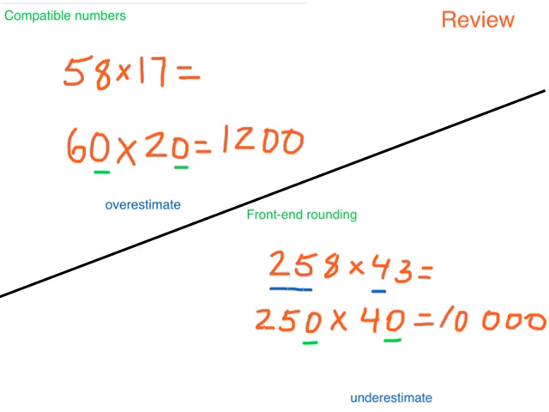We multiply those, and our answer in front-end rounding is always, always, always going to be an underestimate, because the numbers that we use to round with or to estimate with are always going to be smaller in front-end rounding than the original numbers. So have fun estimating products to solve problems. Watch the video again and ask your teacher for help if you need it.